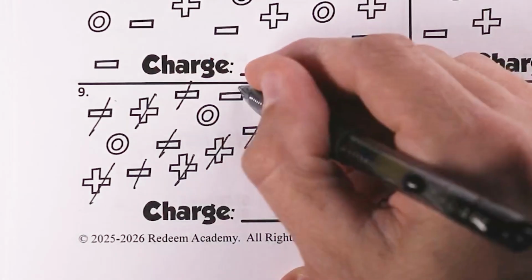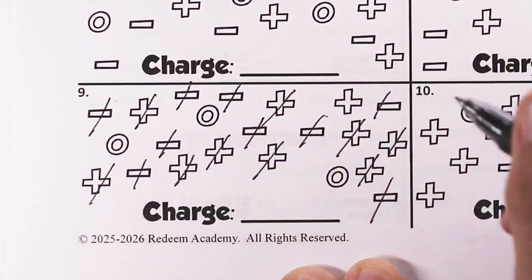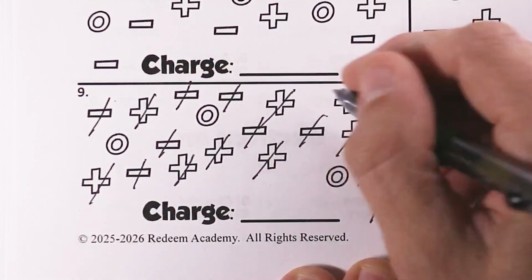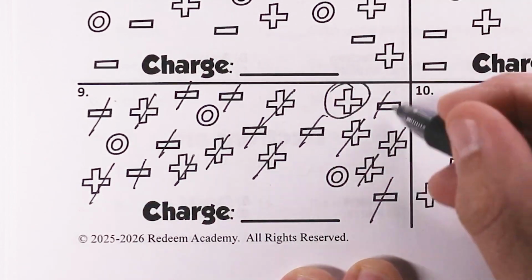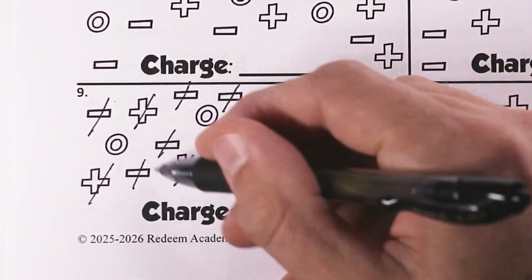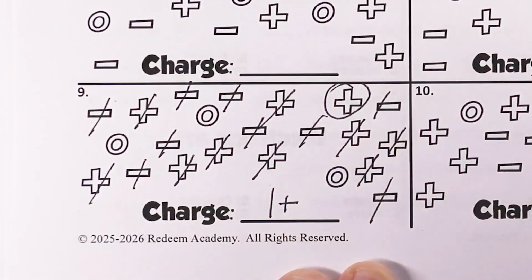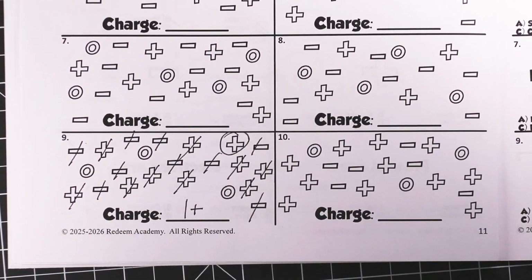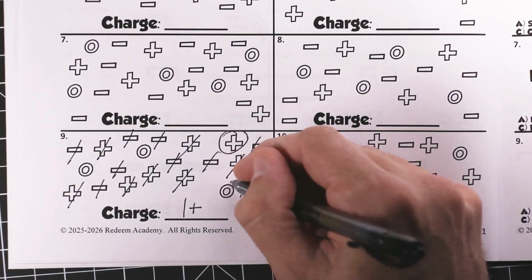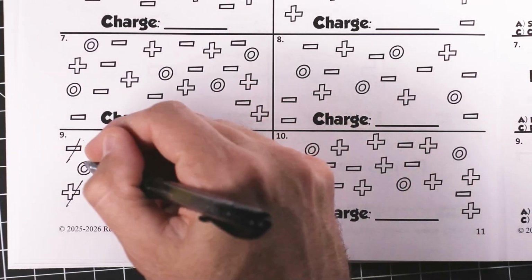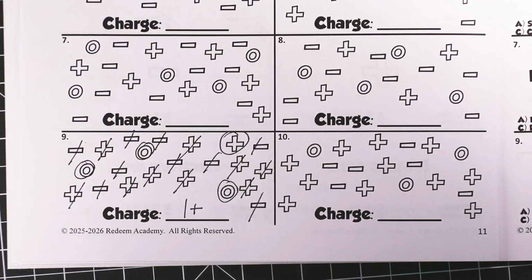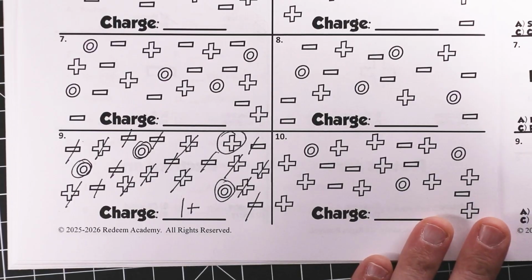Any negatives left? Yes. Negative cancels positive. What are we left with? 1 positive. And I think everything else is taken care of. So we are at positive 1 plus. That is the best way to handle those. And if there's neutrons, just ignore them. They mean nothing. They have no charge. Moving on to 3.4.